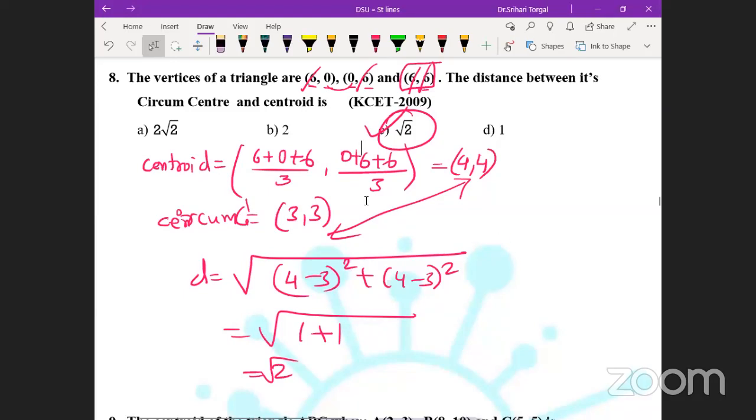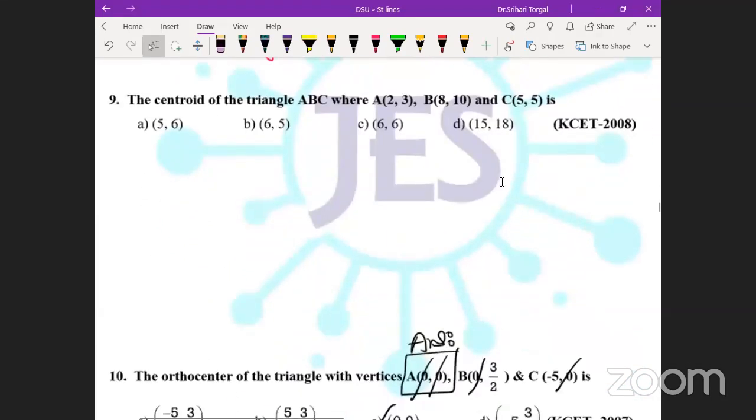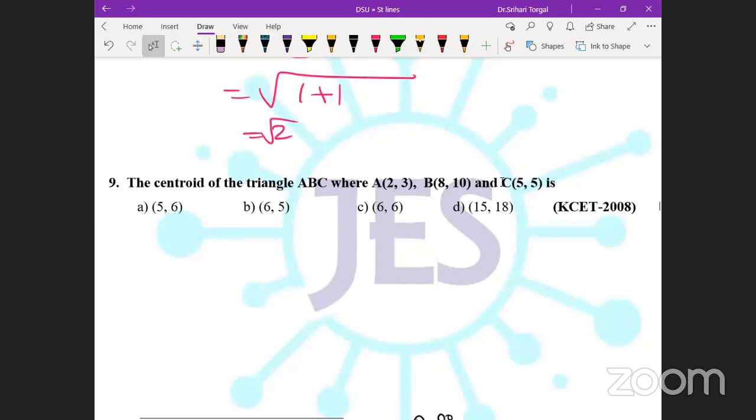Is that okay? It is asked in 2009 examination. In 2008, it was very easy. Yes, centroid is equal to orthocenter when it is an equilateral triangle. In other cases, both are different.